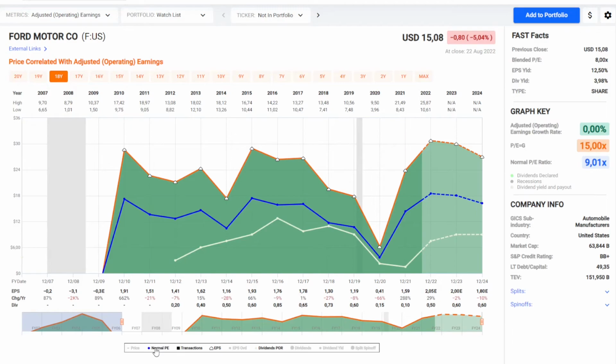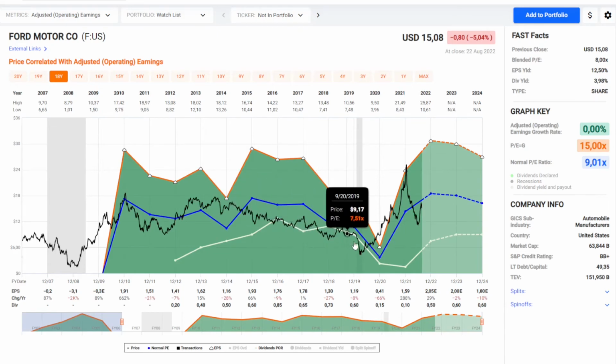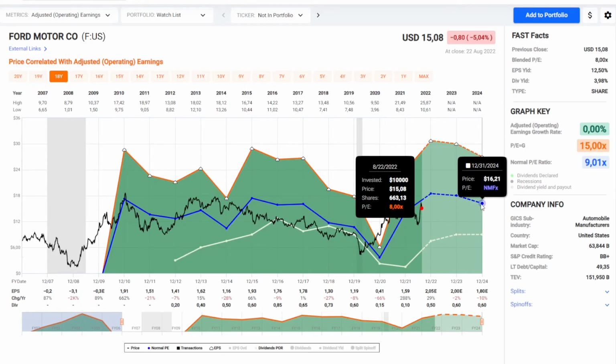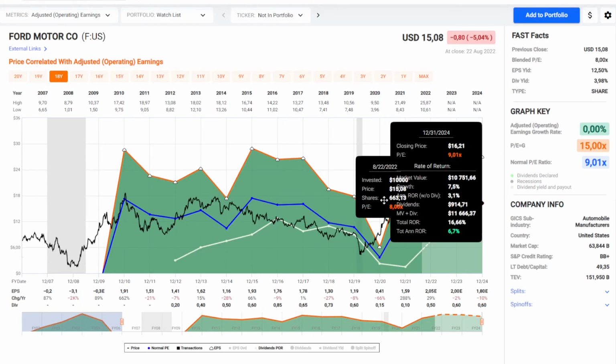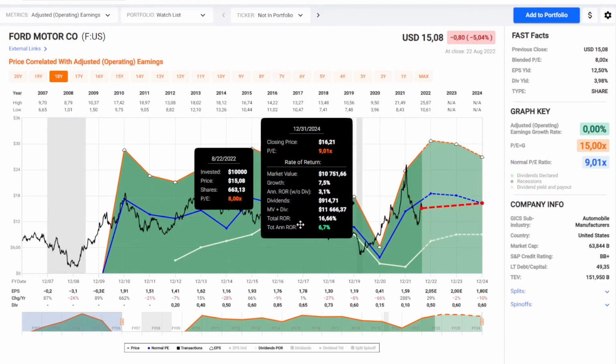But for now, if we plot the normal PE which the stock is trading at and also the price, we can see that the price tends to follow the earnings. It's up and then it went all down and now it went back up for 2021 earnings. They expect to have a good year 2022, but after that a bit of a fall off. If we project out to late 2024 that it's gonna trade at its normal valuation, we can expect a total annual rate of return of 6.7%. That was it for Ford.